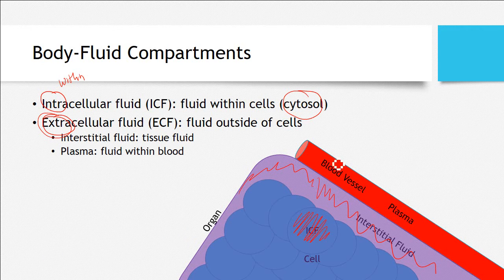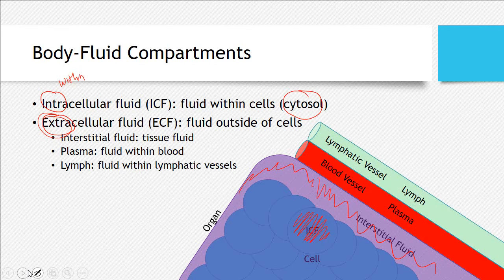Plasma is the fluid within the blood. So the blood within a blood vessel, the fluid portion of blood is called plasma. It contains certain ions, electrolytes, sugar, oxygen, carbon dioxide, things like that. And then the final type of extracellular fluid is the lymph. And lymph is the fluid within lymphatic vessels. And we'll talk more about the lymphatic system later on in this particular semester. But it will carry fatty droplets and also immune cells and whatnot.